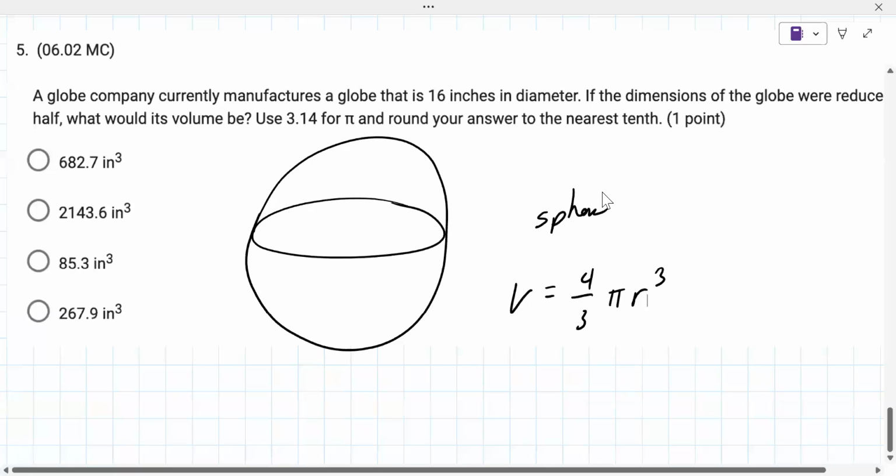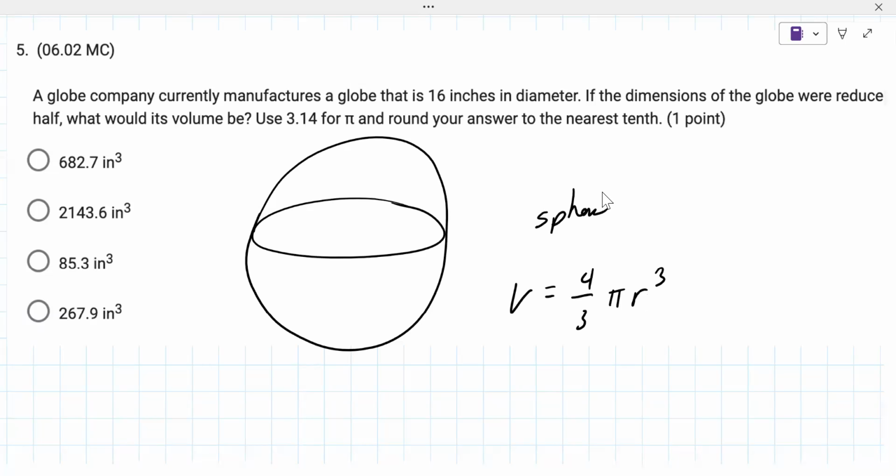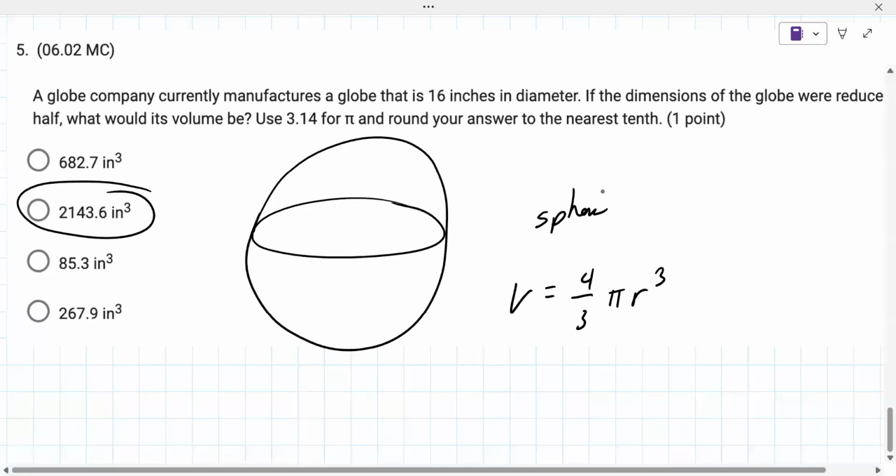Let's see. 8 cubed times 3. All right, I got 2143.6, so I think it's the second. Okay, very good.